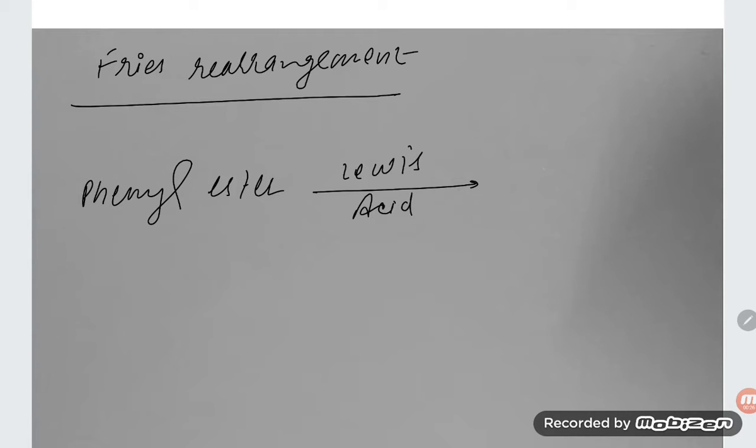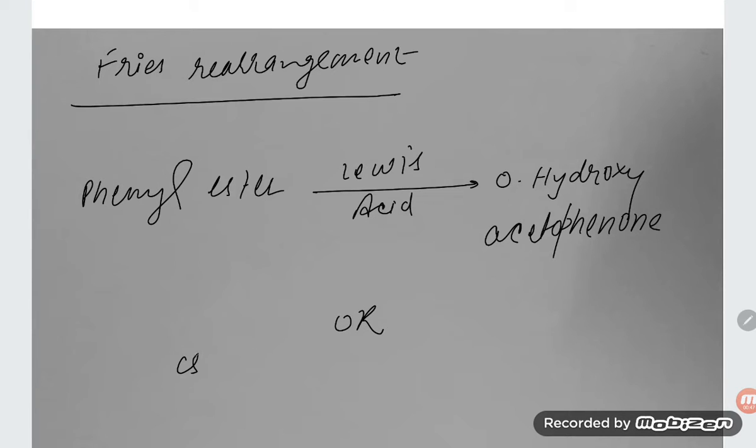So it is going to give ortho or para, both, ortho hydroxy acetophenone. Now phenone means what? You are converting ester to what? Ketone. Ester to ketone in the presence of what? That is anhydrous AlCl3. This is our required answer.